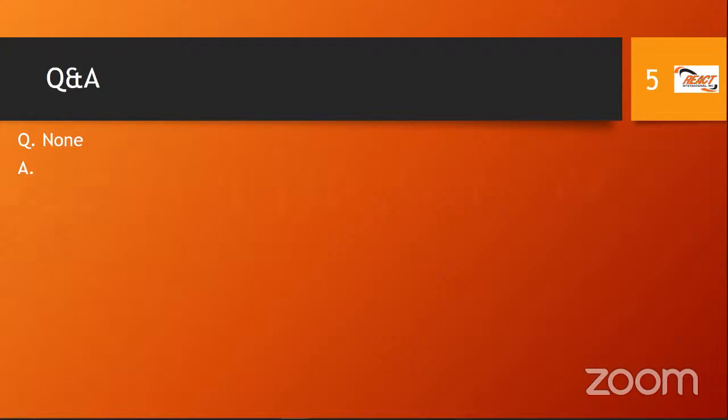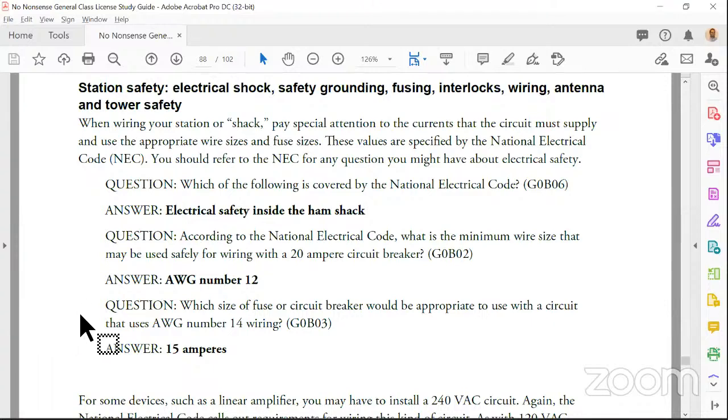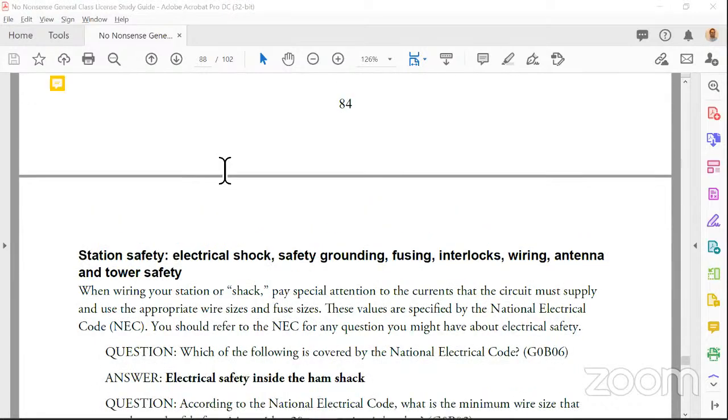We had no outstanding questions from the last session, and we will now proceed to go into our usual question pool review in relation to the questions that have to do with the theories that we discussed last session. So we refer straight to our Trustee No-Nonsense General Class License Study Guide. Okay, so that should be up on your screen now. And for persons who are following along in the PDF version of the text, we are on page 85.